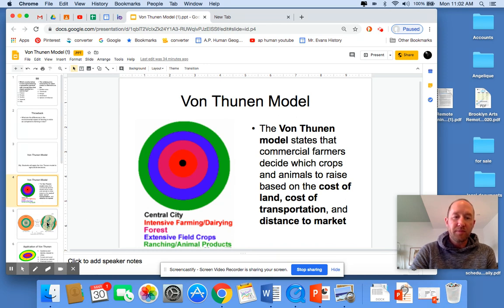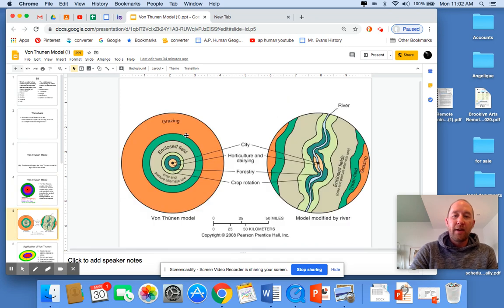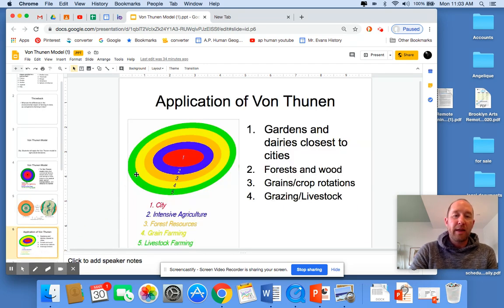All right, so here's the classic model that we just looked at. City, fruits, vegetables, dairy, forests, crops like wheat and corn, and then grazing. Another way to think about it, we know a lot of cities are on rivers. This is what it might look like if your city or market is located on a river. But it's the same basic thing. It's not in circles, it's kind of in strips. All right, so let me explain why these rings are where they are.